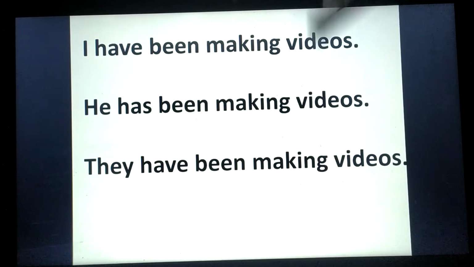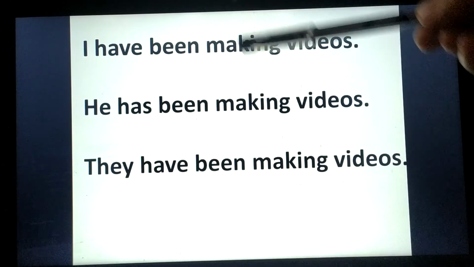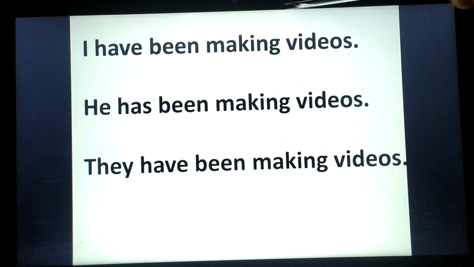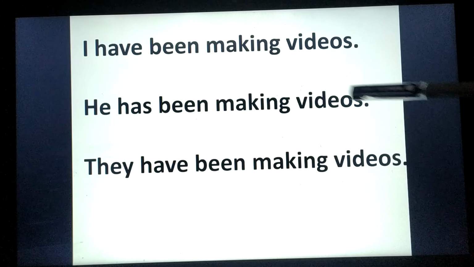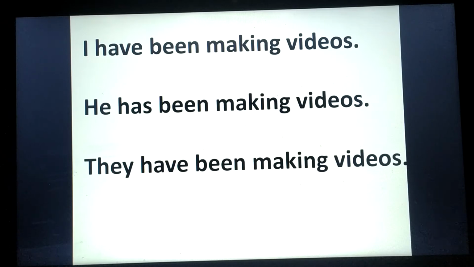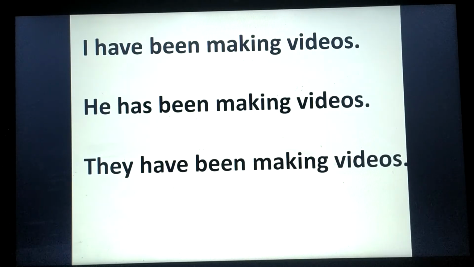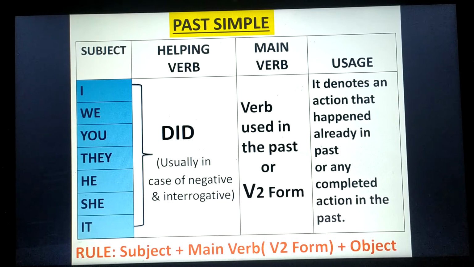So here you can see that in all these sentences, the action has started earlier. It has already started, but it's still going on. I have been making videos. I have not mentioned here that I have stopped making it, right? So he has been making videos means the action is still going on. It was all about the present perfect continuous.